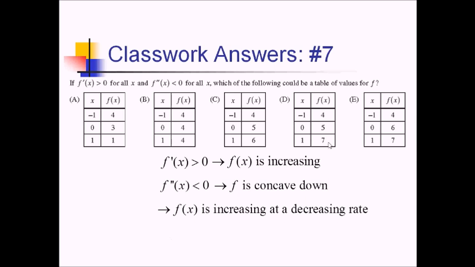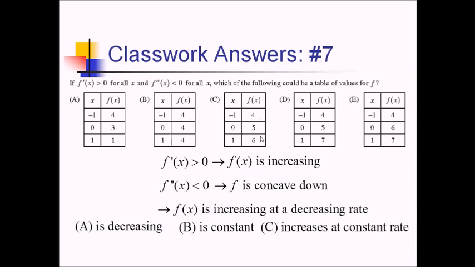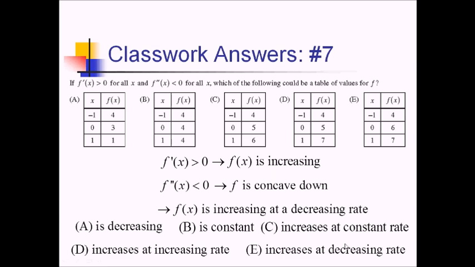So let's go through the answer choices and see what each of these is doing. Choice A, it looks like we are decreasing on that one. We're going from 4 to 3 to 1. So that's a pretty poor answer choice because we're not increasing. Choice B is just staying constant. C is increasing but at a constant rate. D is increasing at an increasing rate. We're going from 1 to 2 for the difference. And then E is going up but at a decreasing rate. We changed 2 and then changed 1. So increasing at a decreasing rate, that's choice E.